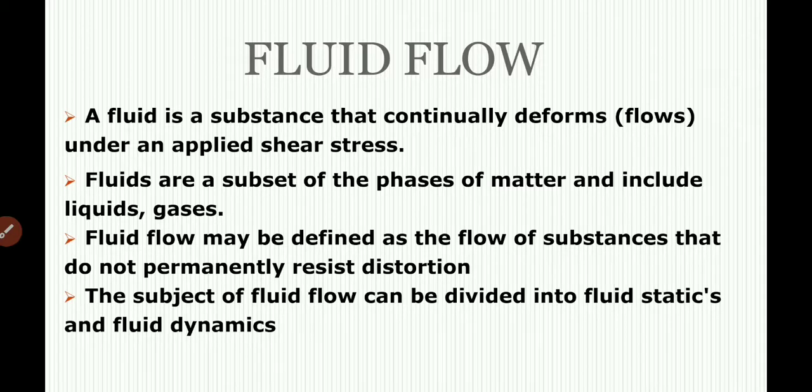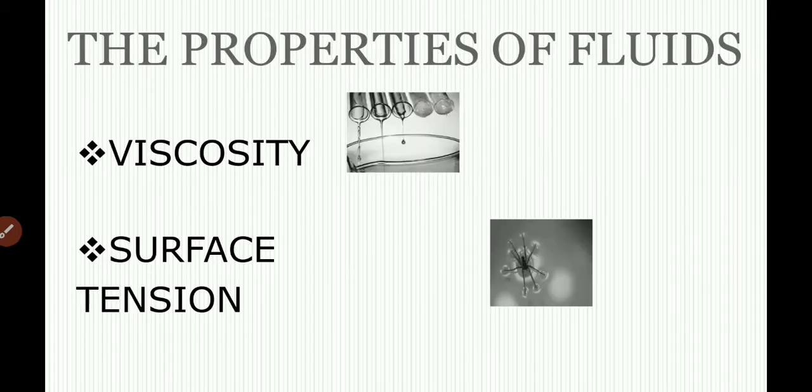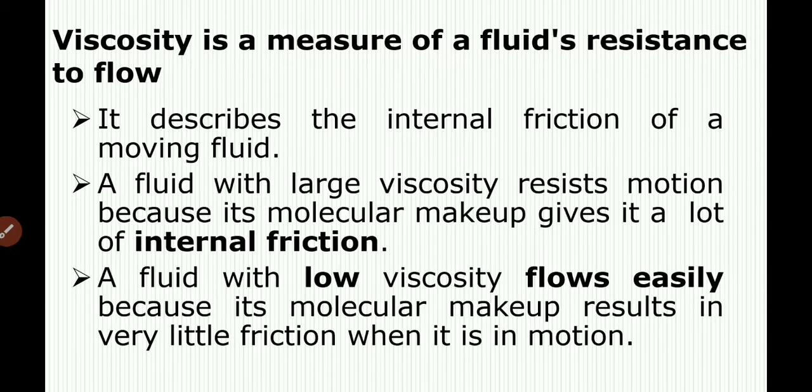Fluid flow may be defined as the flow of substances that do not permanently resist distortion. The subject of fluid flow can be divided into two types, that is fluid statics and fluid dynamics. So before fluid statics, we're going to start with the properties of fluid. There are two types of fluid property, that is viscosity and surface tension. Viscosity is defined as a measure of fluid resistance to flow. It describes the internal friction of a moving fluid.